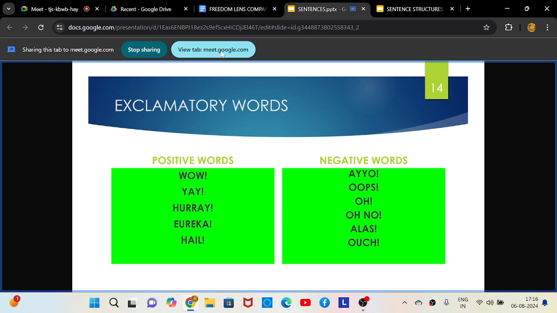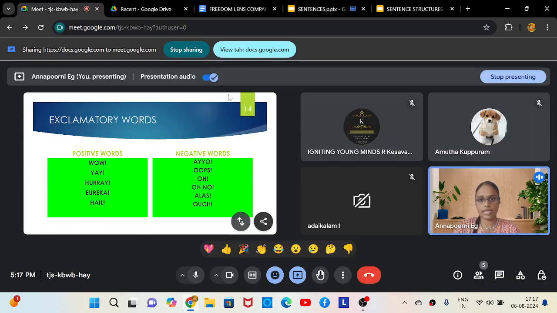Okay, then hail. Hail means to admire someone or something. Imagine that if India wins the World Cup, you can say hail India or hail Australia or hail Pakistan. Okay, it is to appreciate or admire some person or thing.